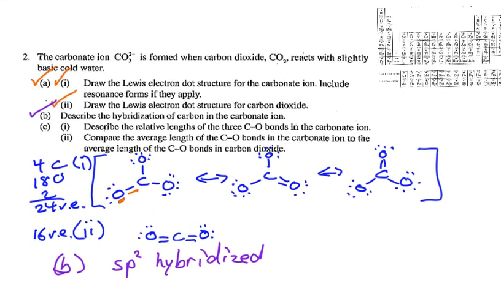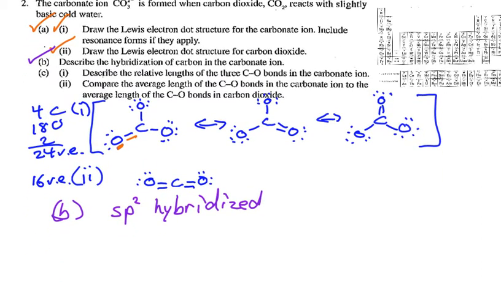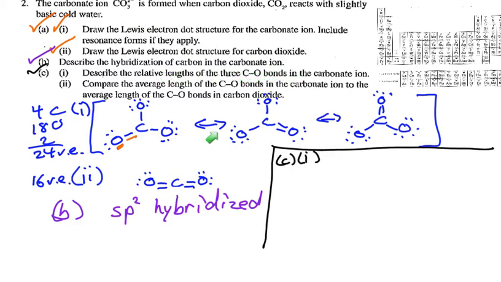Now, I don't really want to squeeze all of this in here. See if I can slide it up a little bit. But we're going to need these structures to answer the last part. So we're going to do C over here. And they want to know, describe the relative lengths of the 3 CO bonds in the carbonate ion. So again, we're talking about this. And the one thing we don't want to say is that 2 of them are long because they're single bonds and 1 of them is short.